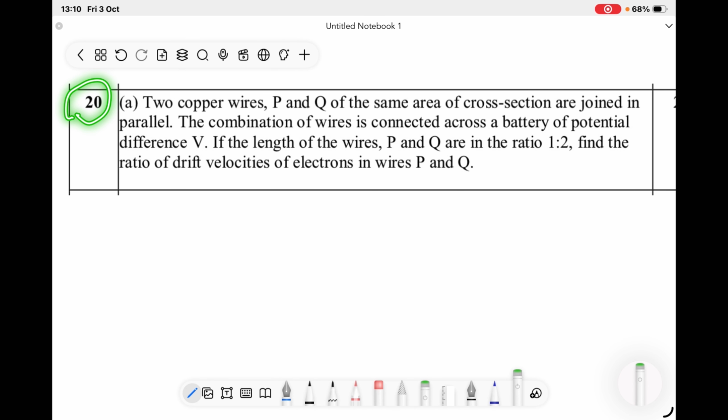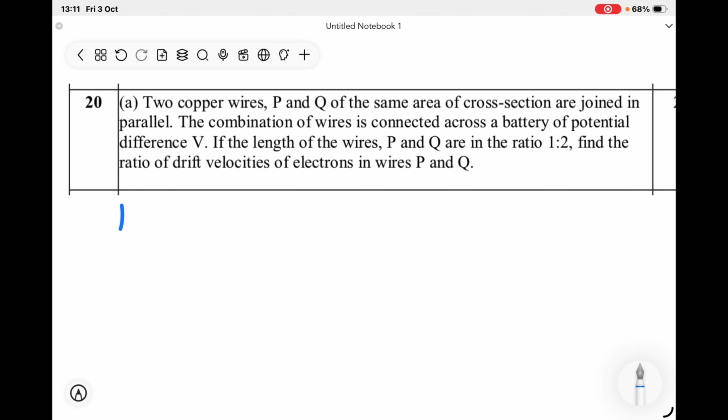This is question number 20. What is given in this? Two copper wires, P and Q, of the same area. So the area is the same. They are joined in parallel. Parallel means the voltage is the same. And then the combination of wires is connected across a battery of potential difference V. If the lengths of the wires are in the ratio of this and this, we have to find out the ratio of drift velocity. So let us see.